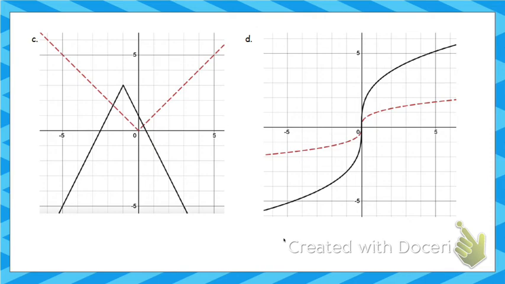All right, this next one, that is our absolute value. It looks like a V. Okay, so the dotted line is the parent function. And then let's see how this graph has changed. Okay, well, let's look first of all. It's obviously been reflected. It's now opening down. That's a reflection over the x-axis.